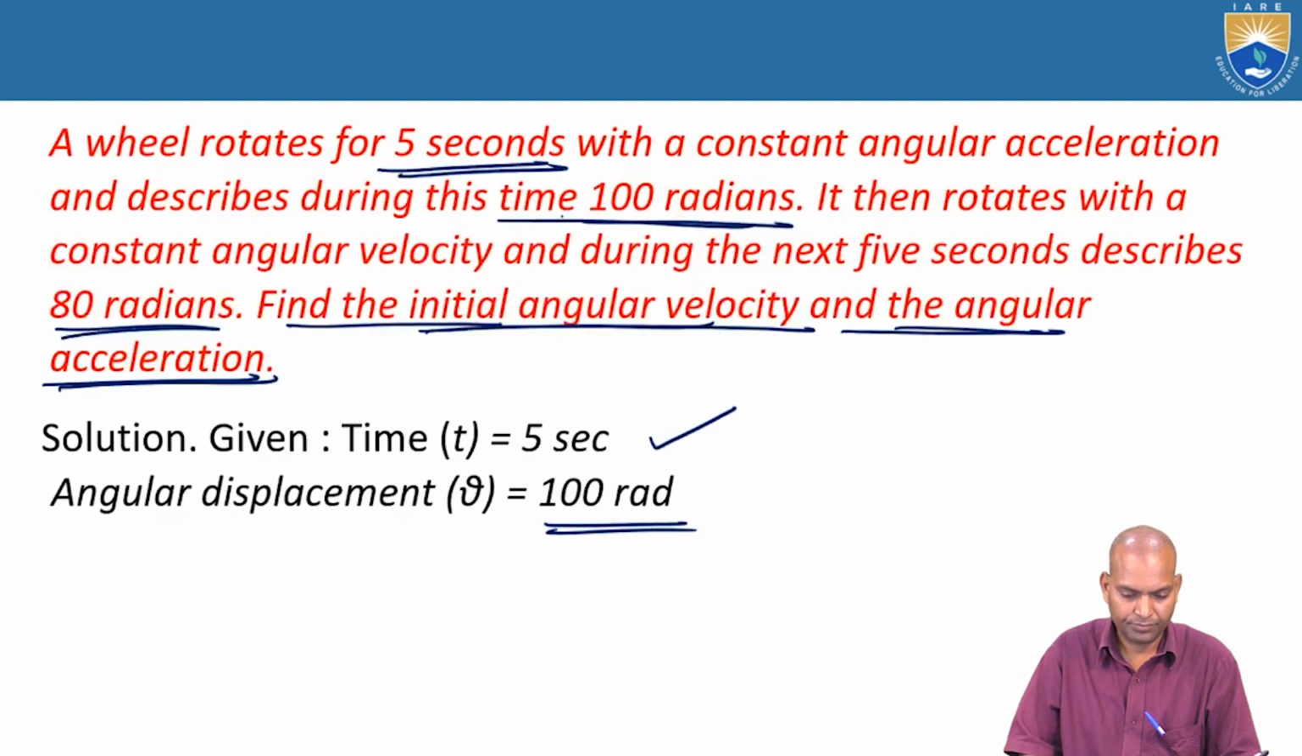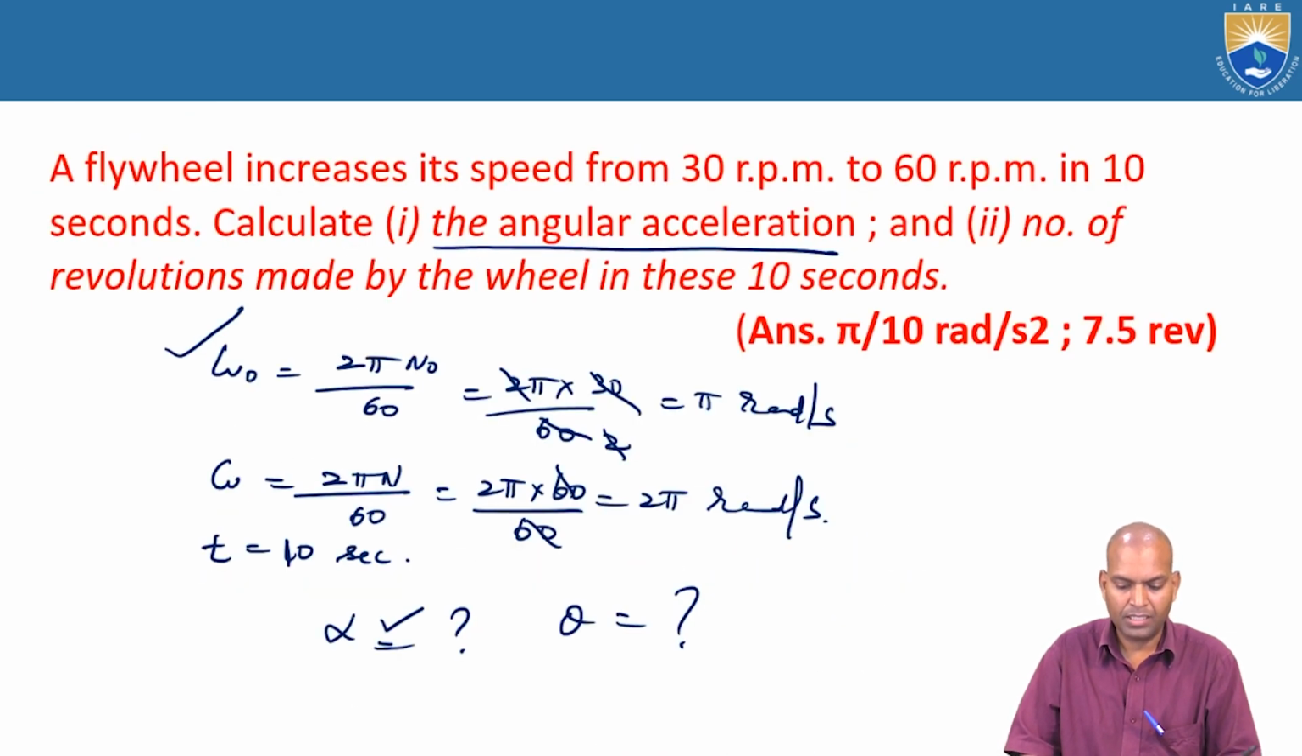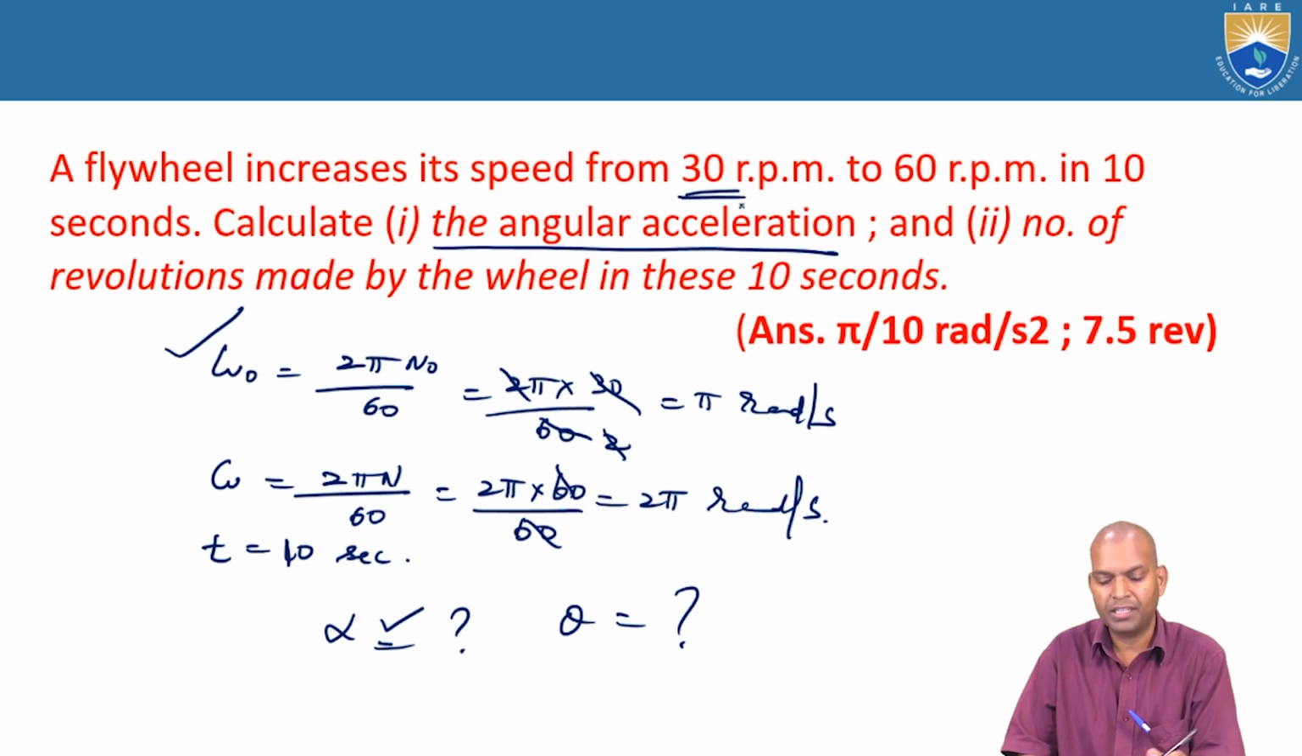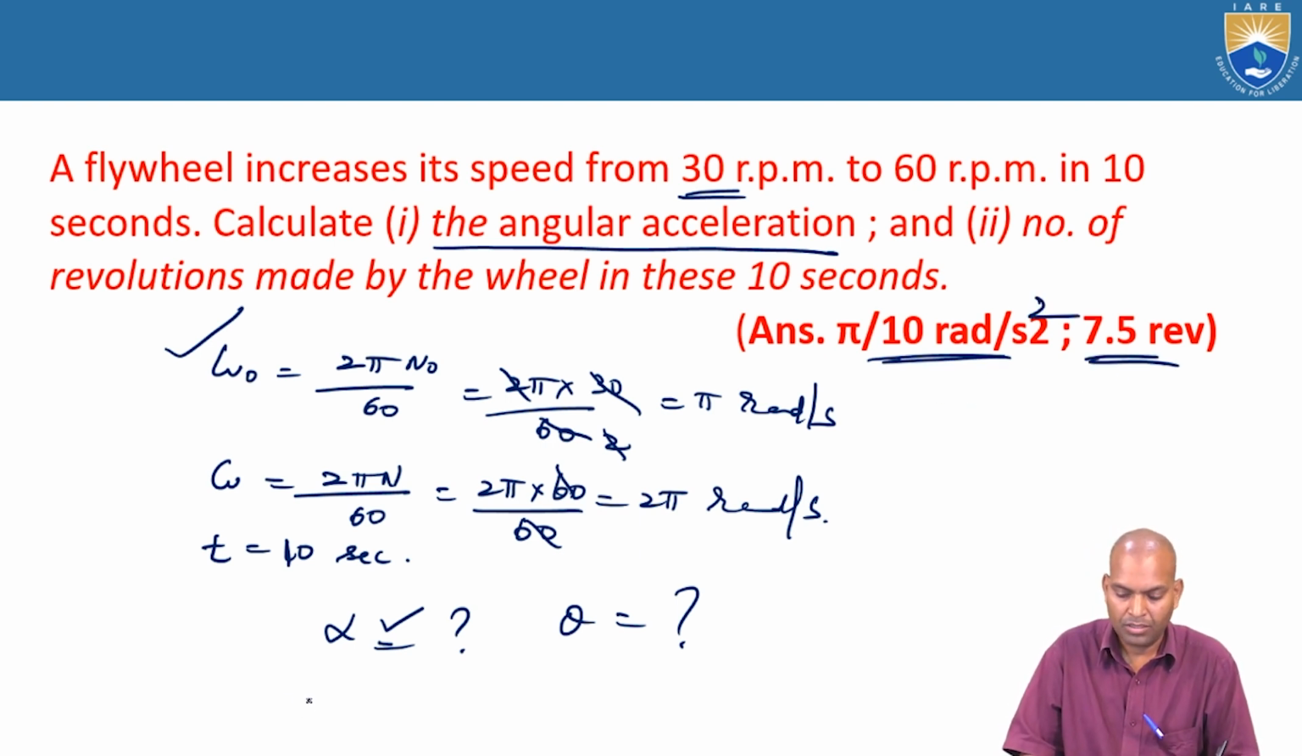Okay. That is 30 to 60. There, 45 to 90; here it is 30 to 60. Then it is obtained as pi by 10 radians per square second, alpha, and also 7.5 revolutions. Okay, anyhow, what is the problem here?